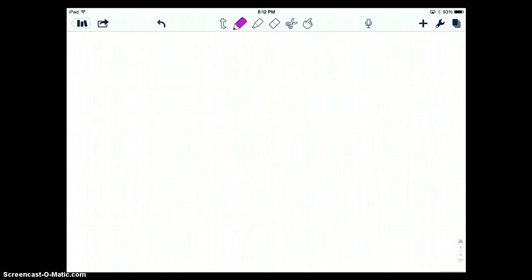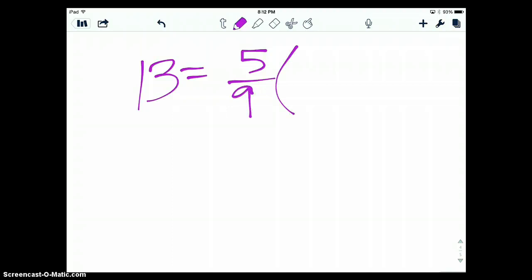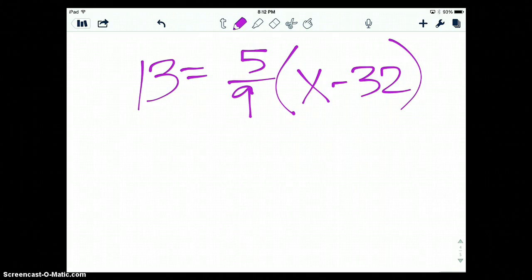Alright, I'm going to have you try one on your own here, and it's going to be very similar to the one we just did. So let's try 13 equals 5/9 times the quantity of x minus 32. If you're feeling really confident, you could pause the video, try the first step, and then play the video, but don't go too far into the problem all the way to the end, because you might make a little mistake right there at the beginning.